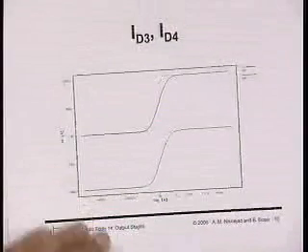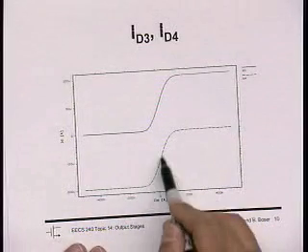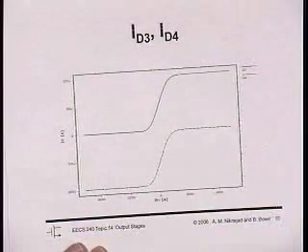These are the currents of the NMOS and PMOS device. Again, you can see the same information. In this region, this device is supplying the current. In this region, this device is supplying the current.